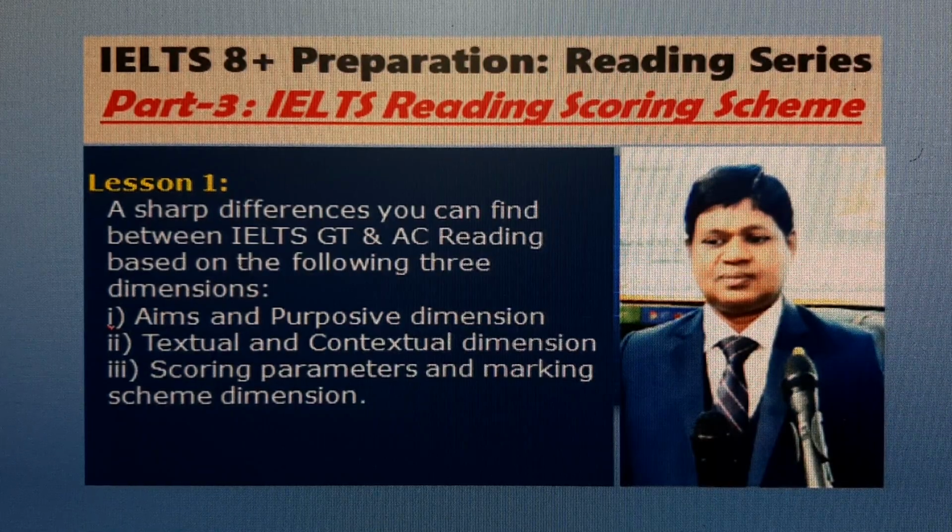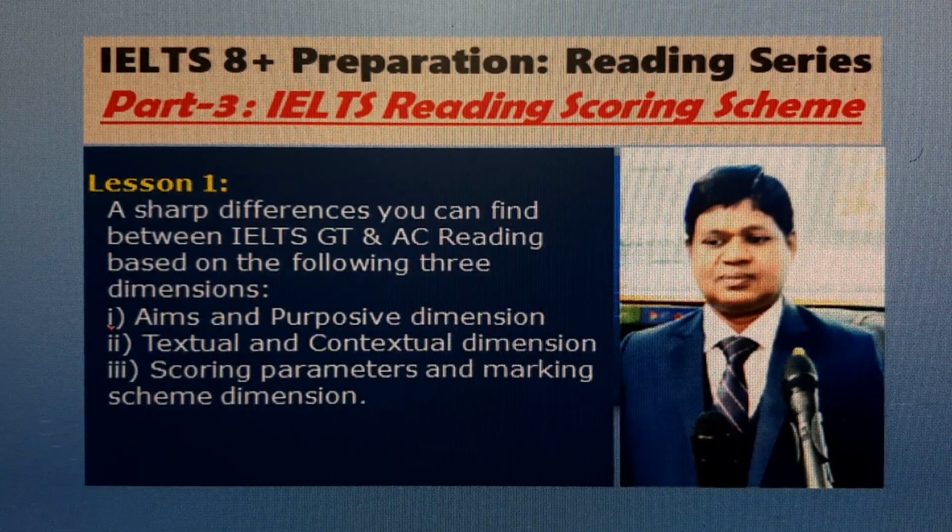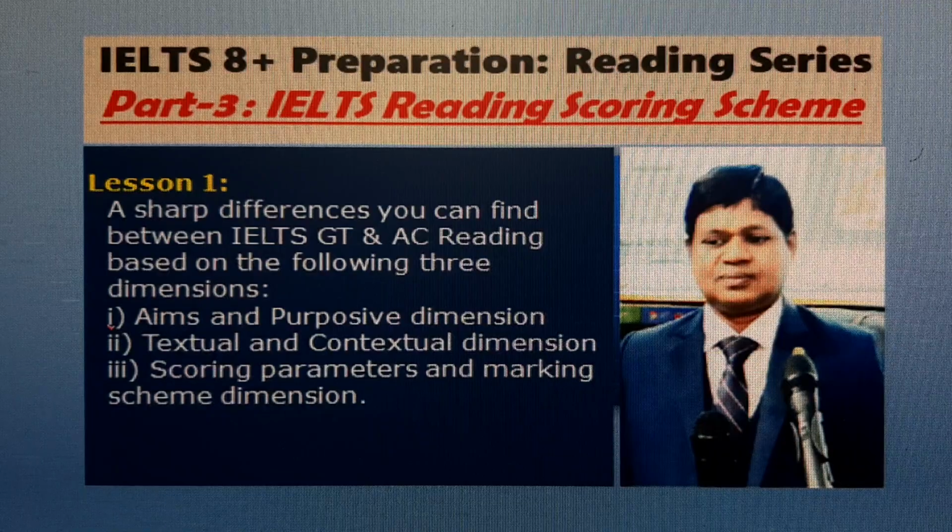Number 2. Textual and contextual dimension. What are the passage range and assessing field in IELTS reading module? 3. Scoring parameters and marking scheme of dimension. What point makes which band score in IELTS academic and general training reading?